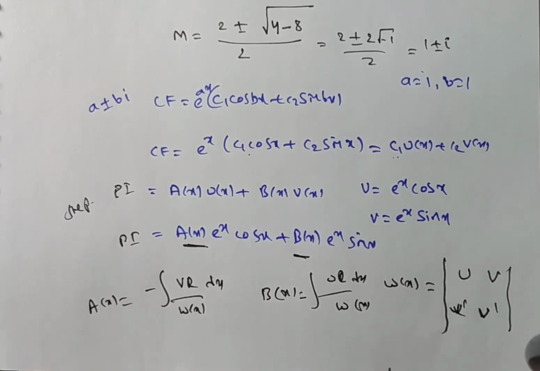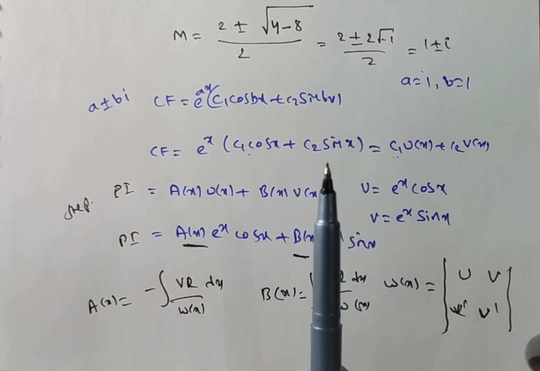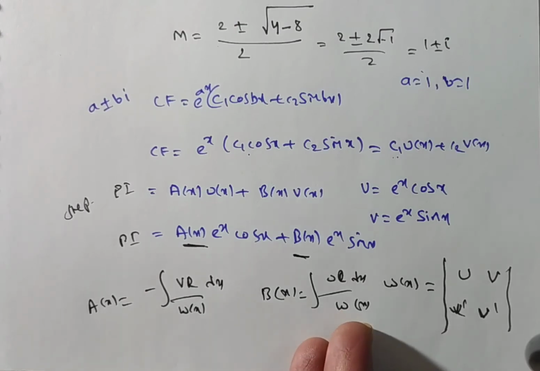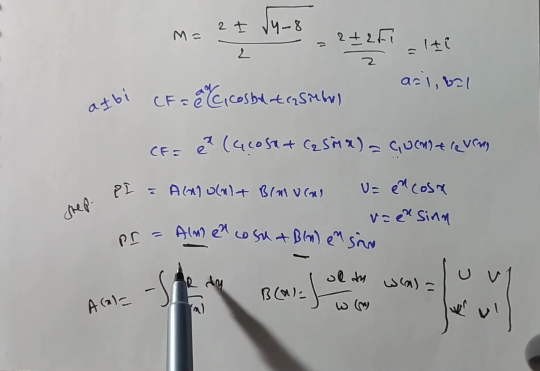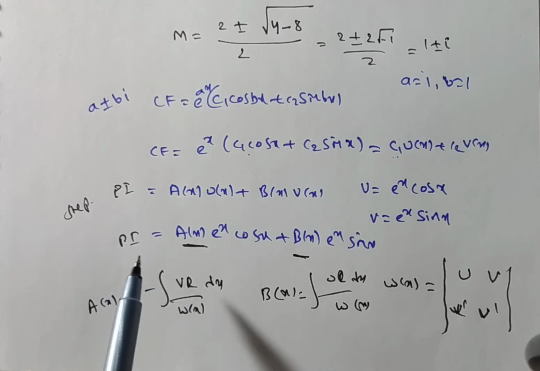Now we will find out the w of x. Already you know u of x and v of x, and r of x in the given problem is e power x into tan x. If we substitute in a of x we will get a of x, and if we substitute here we will get b of x. These a of x and b of x values we will put in the particular integral. Then the general solution is complementary function plus particular integral. So we are doing the Wronskian now.